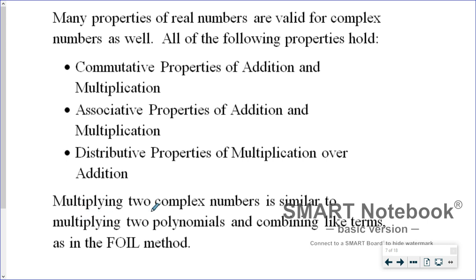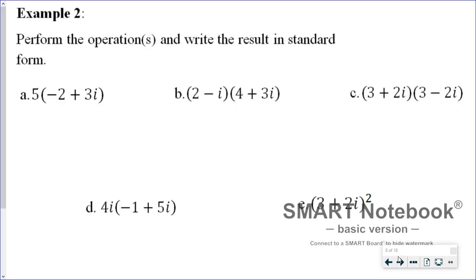Multiplying two complex numbers is similar to multiplying two polynomials and combining like terms, as in the FOIL method. So, for instance, we'll look at a couple of these. Here we can simply distribute. So we're going to get negative 10 plus 15i.